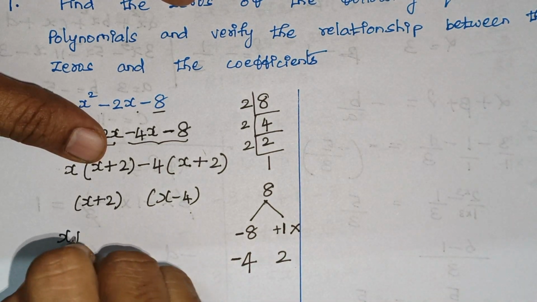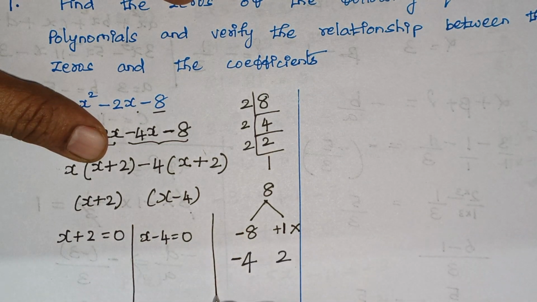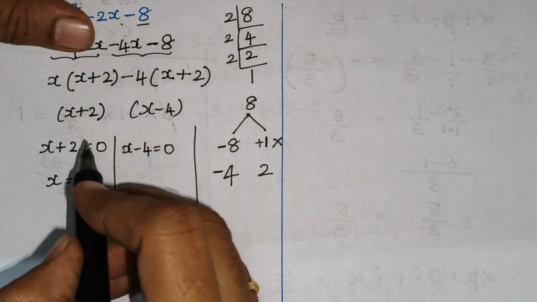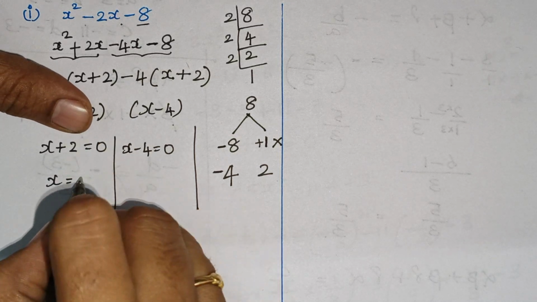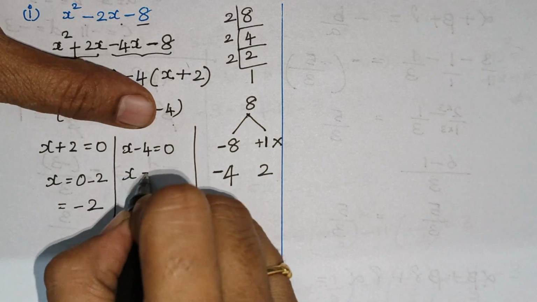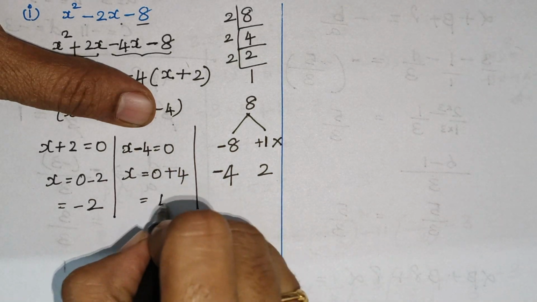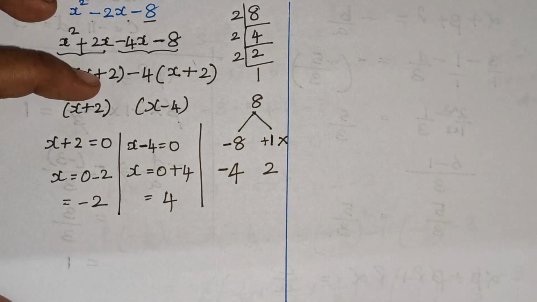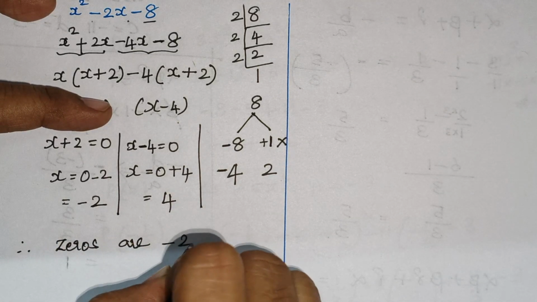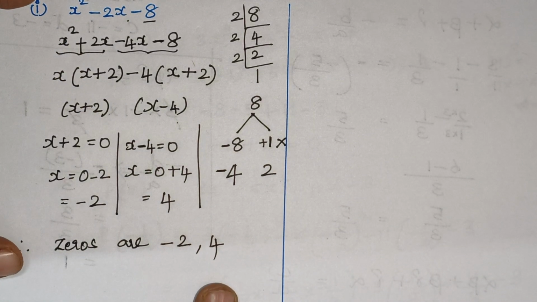To find the zeros, we have to equate these terms to 0. That is, x plus 2 equal to 0 and again x minus 4 equal to 0. So, what happens here? x equal to, when you move this plus 2 to this side, this becomes minus 2. That is 0 minus 2, which is equal to minus 2. And here x equal to, when you move minus 4 to that side, it becomes plus 4. So 0 plus 4 is nothing but 4, right? Therefore, zeros are minus 2, 4, right? So these are the zeros for this quadratic equation.